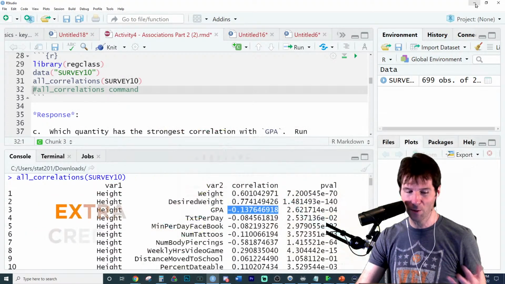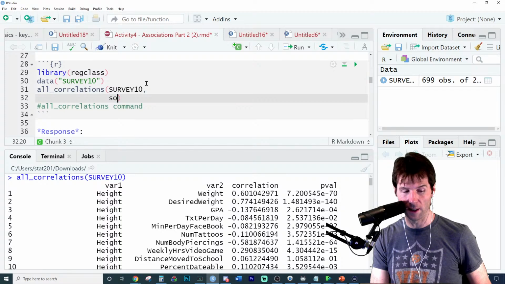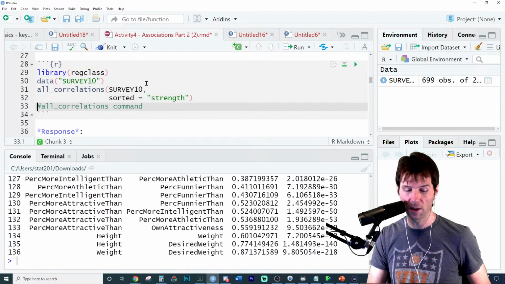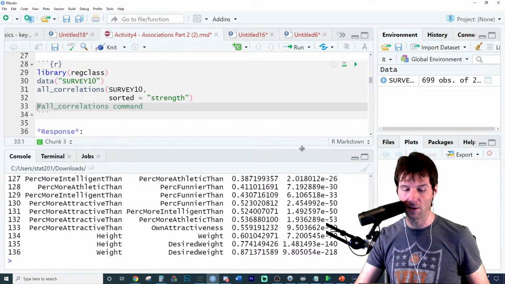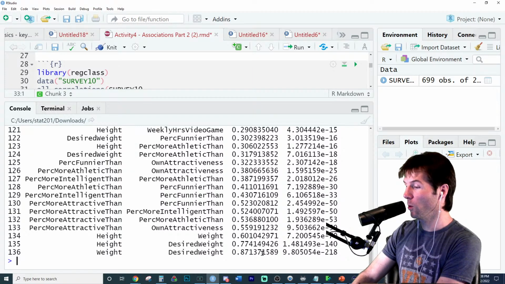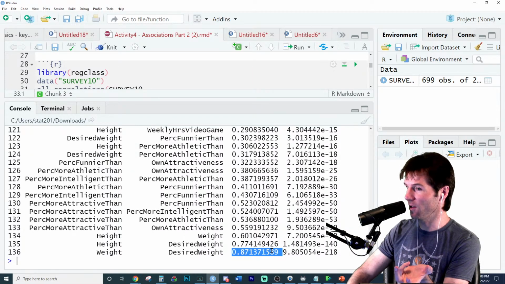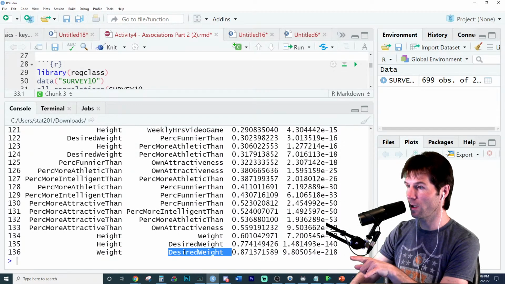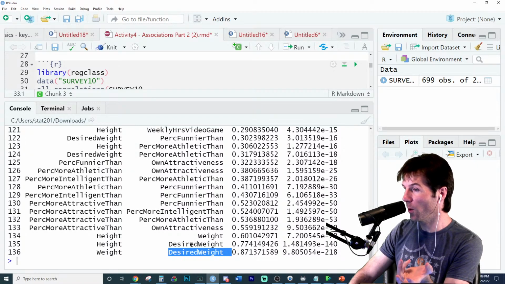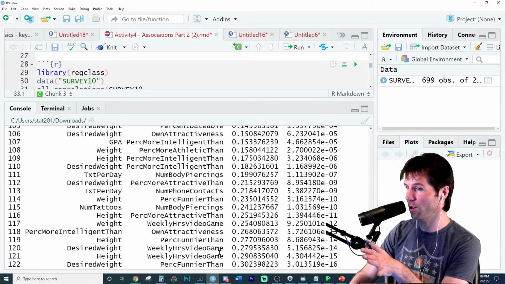You see, there's all 322 crossover right here. So what we can do is sort this by strength. Sorted equals strength. And this is why I love coding, because now it gives us the same output. But notice that down here at the bottom, we have the correlations that are the strongest, most positive. And this is kind of obvious. There's a very strong correlation between someone's weight and what they want to weigh. People who weigh more generally want to weigh more. It's a positive correlation.